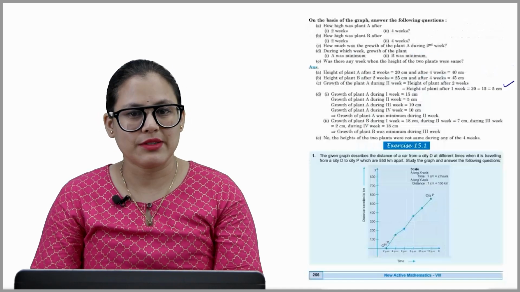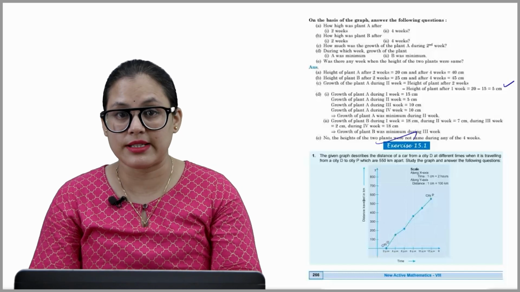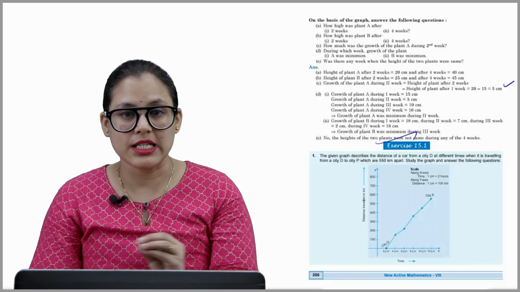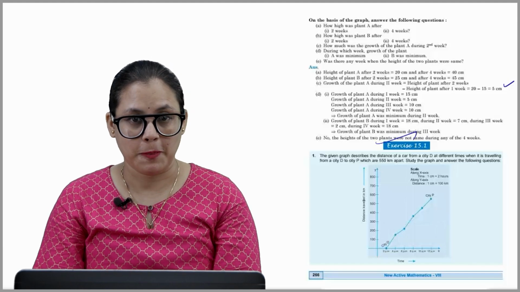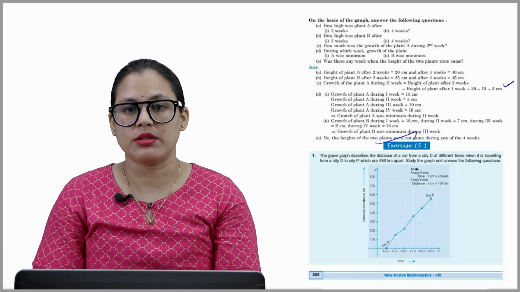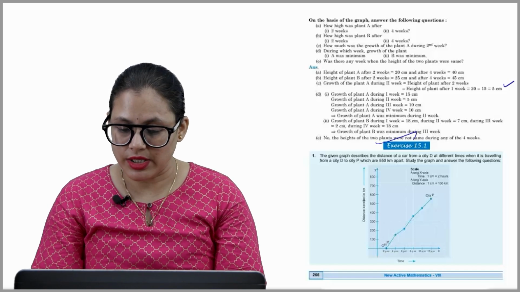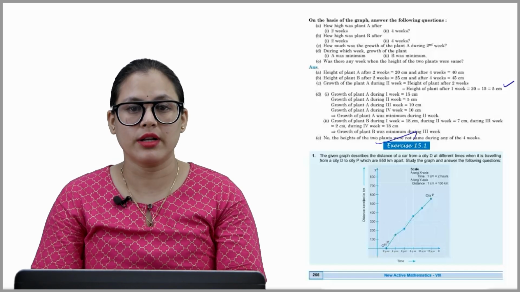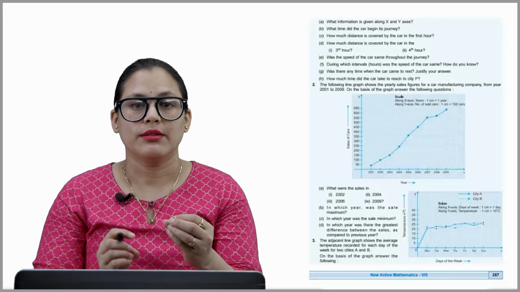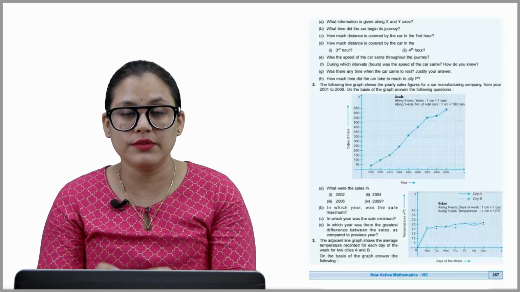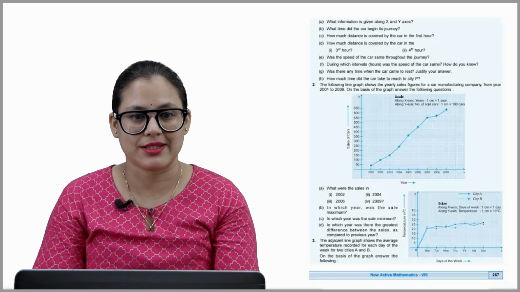Now let's do exercise 15.1. The given graph describes the distance of a car from a city D at different times when it is traveling from city D to city P, which are 550 km apart. Study the graph and answer the following questions. Okay, so students, you have to study this graph. Now there are some questions given to you related to the graph. You will keenly observe the graph and then you will answer the questions which have been asked, right?